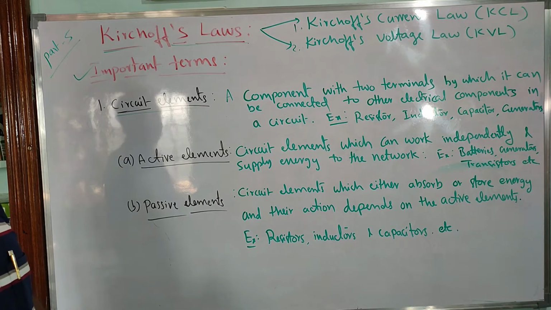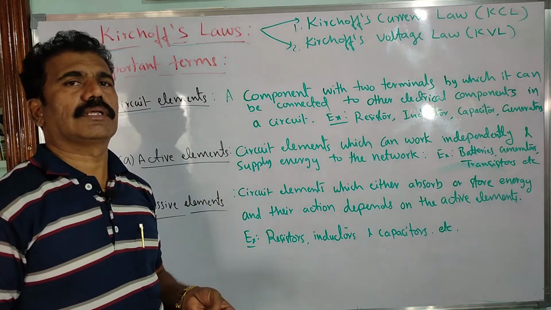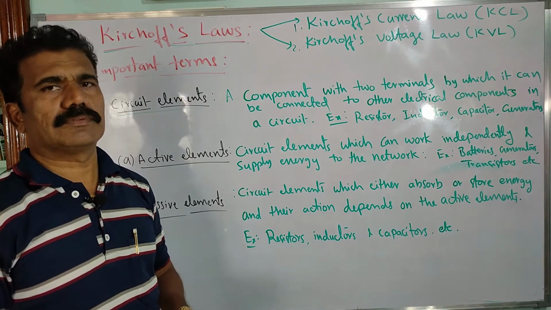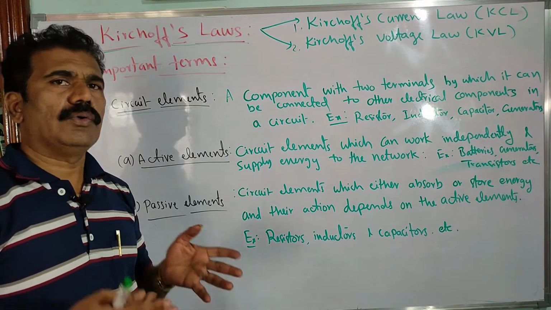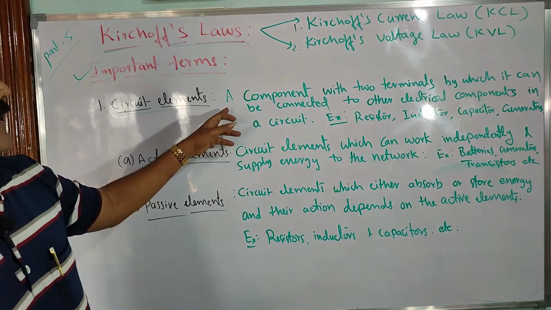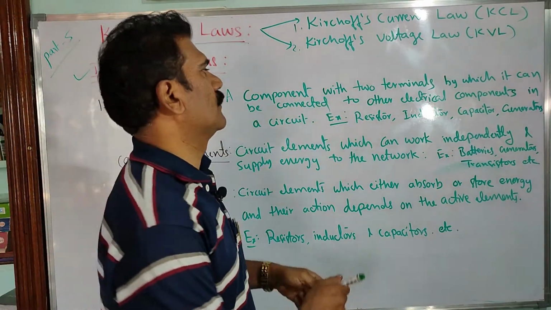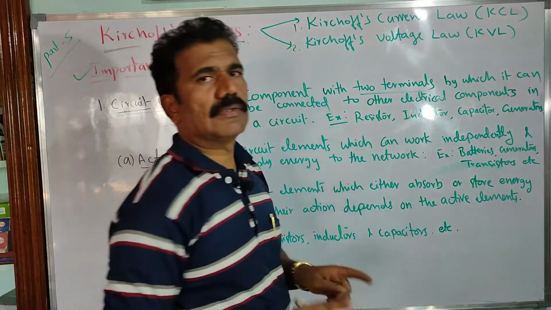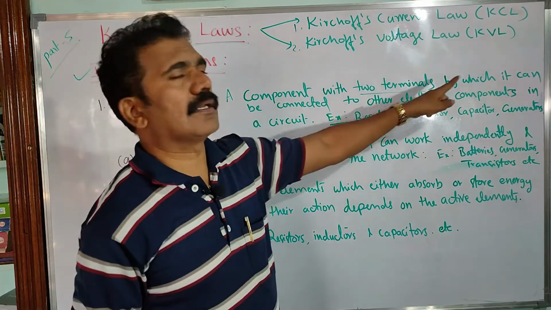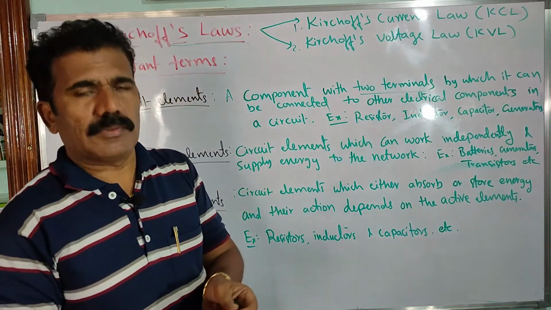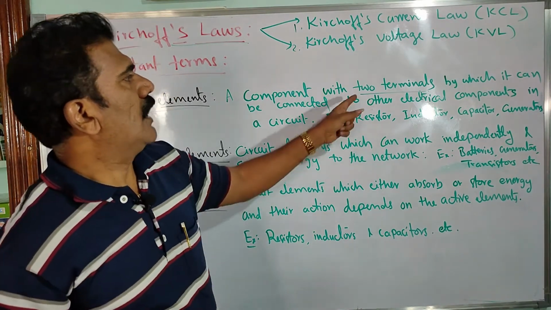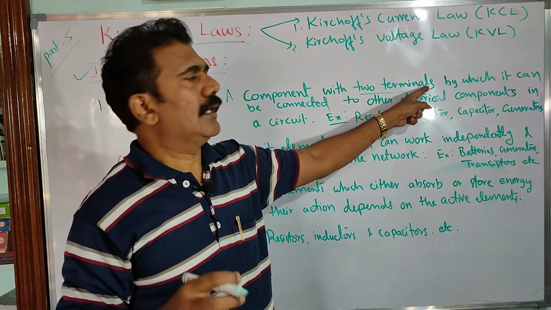Normally we take a resistor as a circuit element, a capacitor as a circuit element, an inductor as a circuit element, etc. Then how do you define such an element in an electrical circuit? We can define it like this: a component with two terminals. There should be two terminals by which it can be connected to other electrical components in the circuit to complete the circuit. So we should have two terminals for any given electrical component.